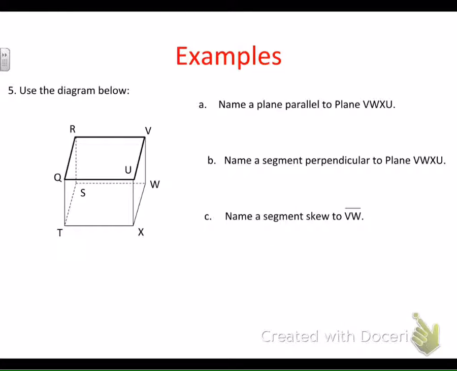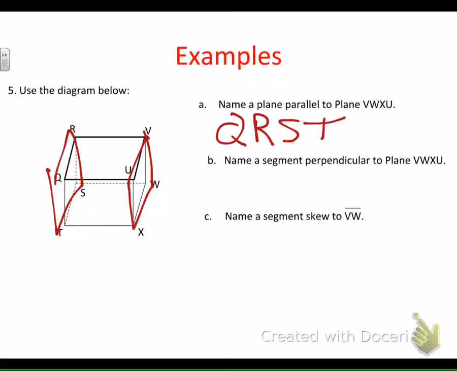Last one, name a plane parallel to VWXU. Okay, that would be like one side of the box. So let's look at the other side. So that side of the box will not touch it. That would be QRST. All right, next one.